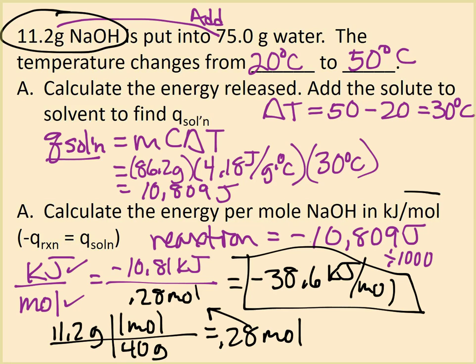So they will always ask for a particular unit. Use that as your formula, and then just put what you know. Pay attention to the sign. If the solution is positive, that means that the reaction is going to be negative. And this is for an exothermic reaction. Endothermic is going to be all the opposite signs.